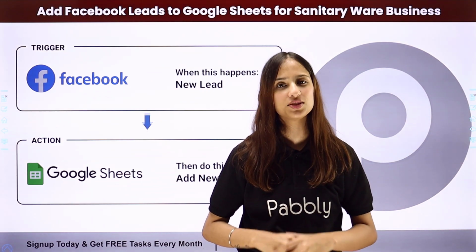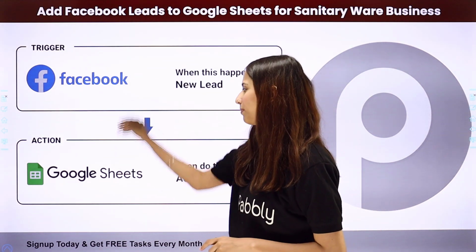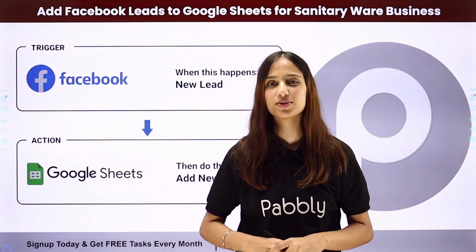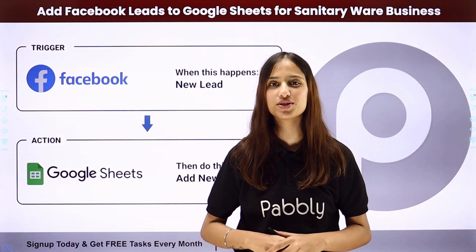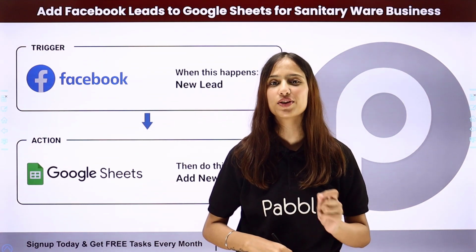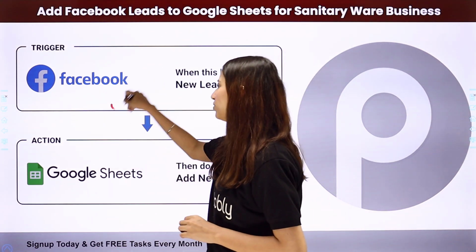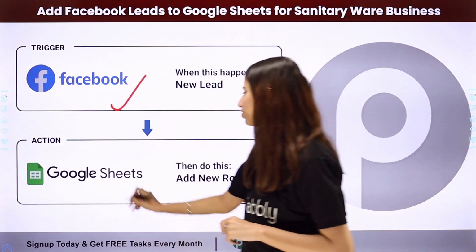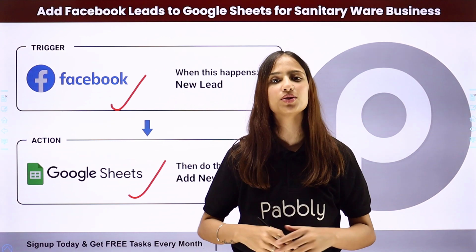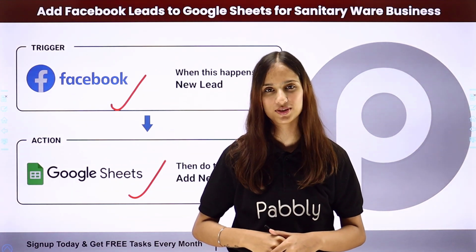Now to do this, I need to build an integration between these two applications, for which I will be using this amazing integration and automation software that is Pabbly Connect. So here my trigger application will be Facebook and my action application will be Google Sheets. So if you want to learn more about this integration, follow me through the screen.